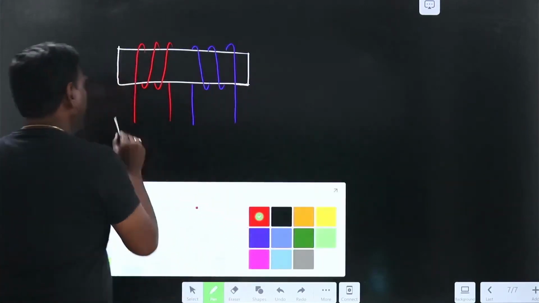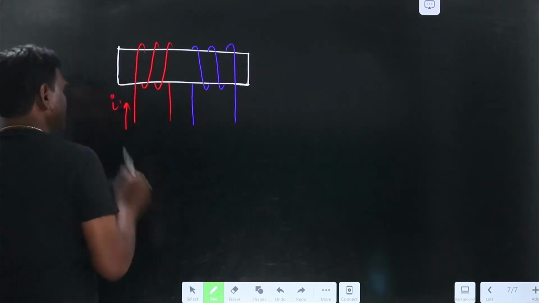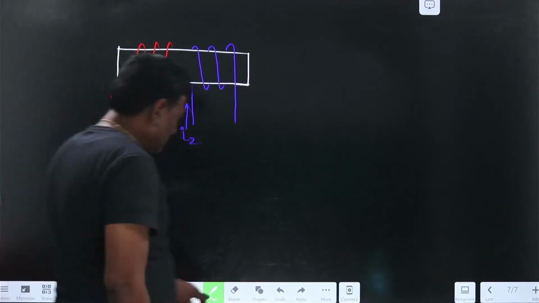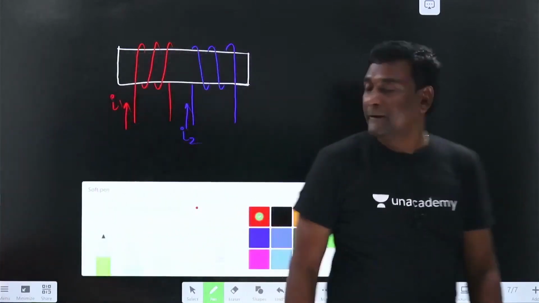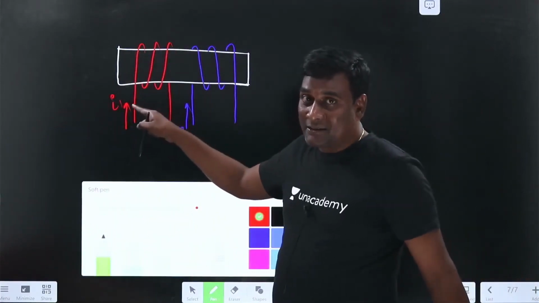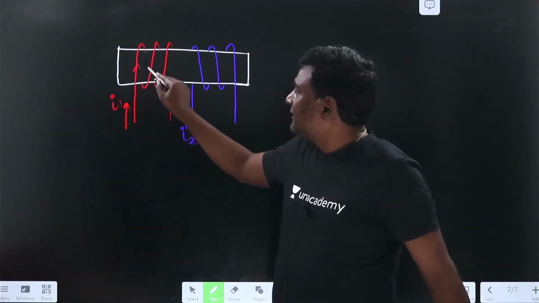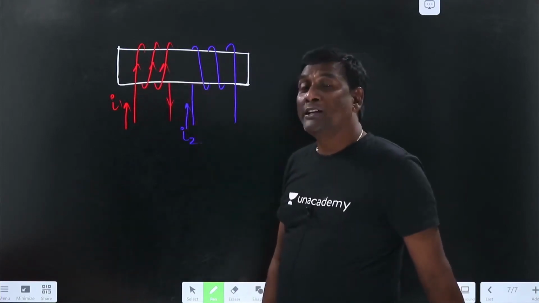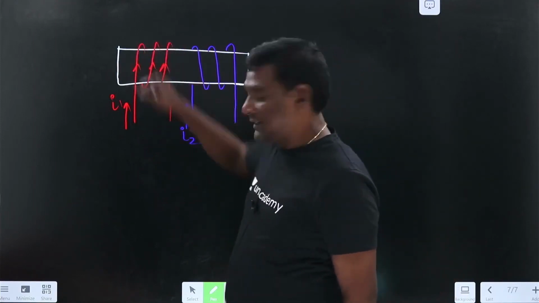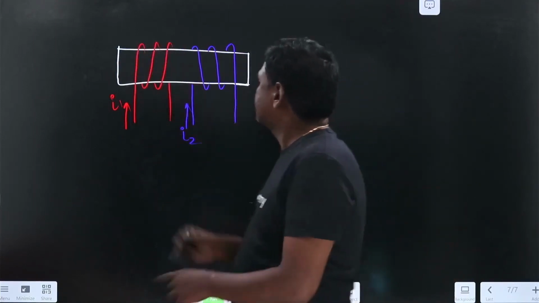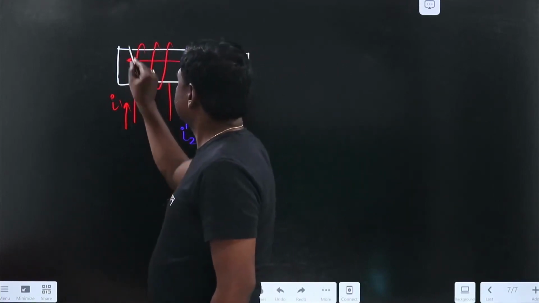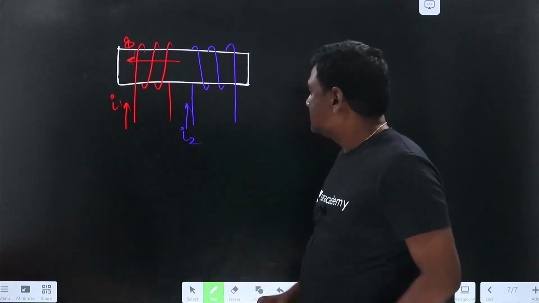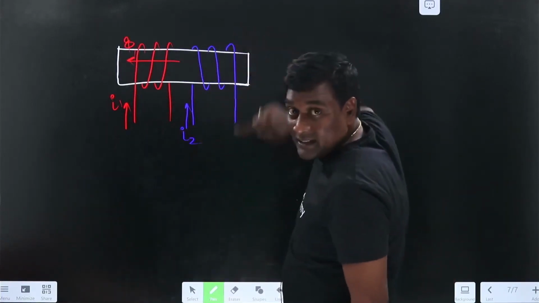See here, I1 is in this direction and I2 is in this direction. Now let us try to understand. The moment I1 is entering in this direction, how is my pi 1 going to be? Pi 1 is going to be in this direction, right? Now if you think of I2, it is going in the opposite direction, right?